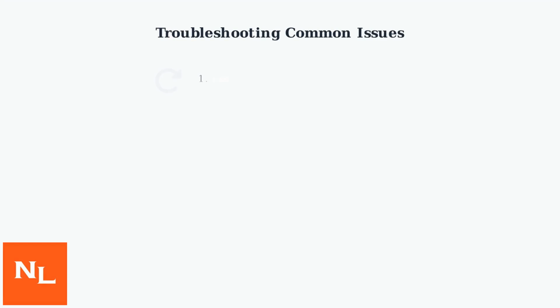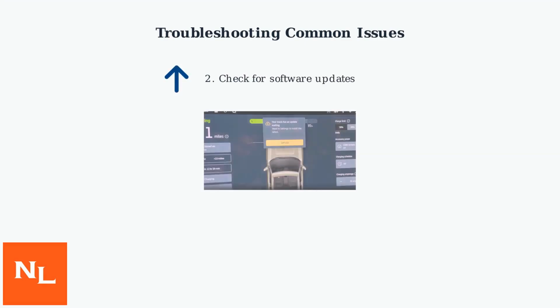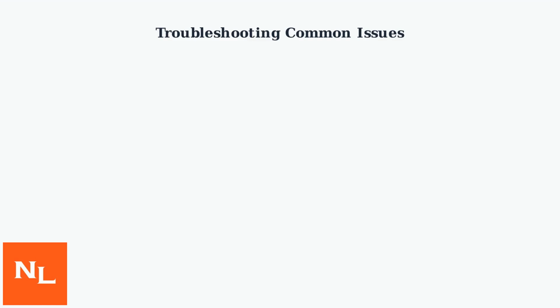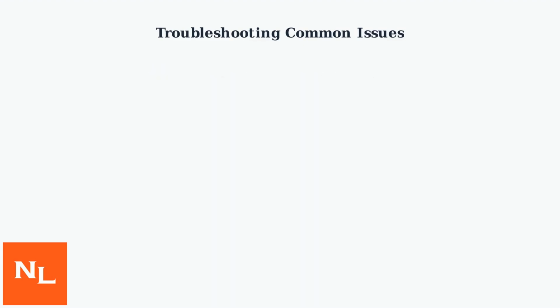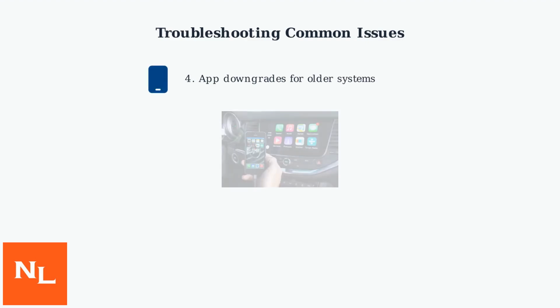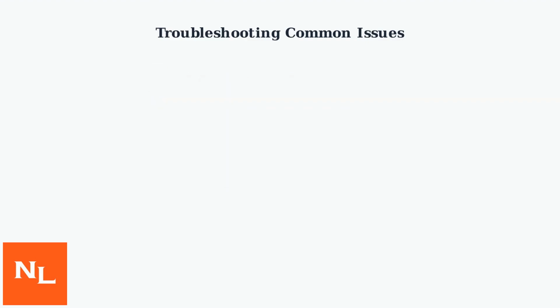If your phone isn't recognized, try restarting both your phone and the car's infotainment system. Check for software updates via Opel OnStar if available, or visit a dealership for firmware updates. An outdated cable can also cause issues, so try a different certified USB cable. Older systems may require app downgrades for compatibility with newer phone OS versions.